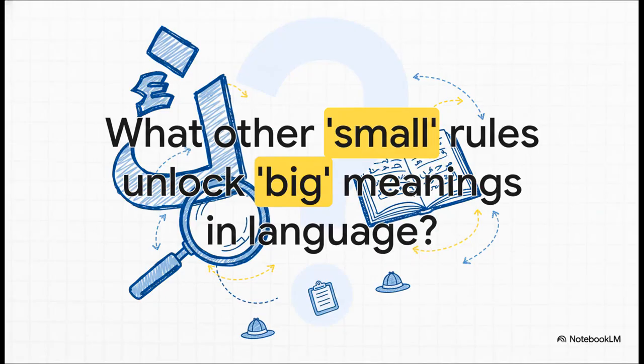And that kind of leaves us with one final thought, doesn't it? We've just seen how one tiny little vowel, guided by one tiny preceding letter, can completely flip the meaning of an entire phrase. It really makes you wonder, what other small, maybe overlooked grammatical rules are out there just waiting to unlock big, profound meanings in language?